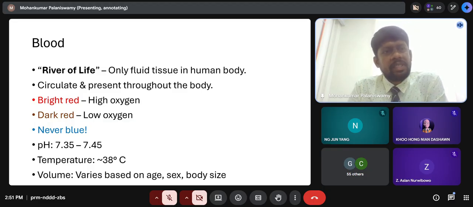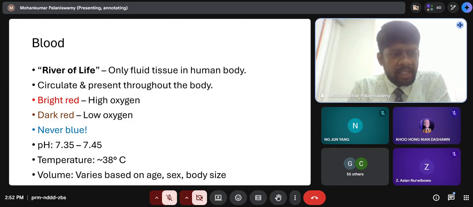Then the average temperature of our blood is around 38 degrees Celsius. It's not exactly 38 degrees. Sometimes it can go to 38.4, 38.5. Sometimes it can go lower, like 37.5, 37.8, something like that. So it is always around 38 degrees Celsius.